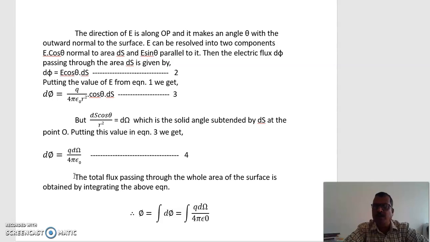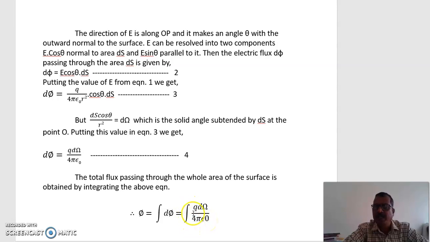We have to find the total flux passing through the whole surface. Therefore, the total flux through the whole area of the surface is obtained by integrating this equation. Total flux φ equal to integral of dφ equal to integral of Q dω divided by 4πε0. Q divided by 4πε0 is constant, and remains the integral of dω.